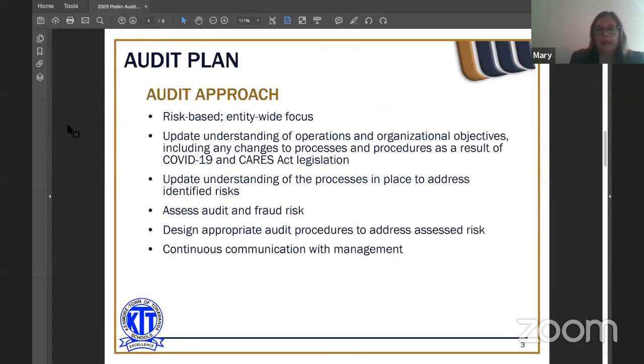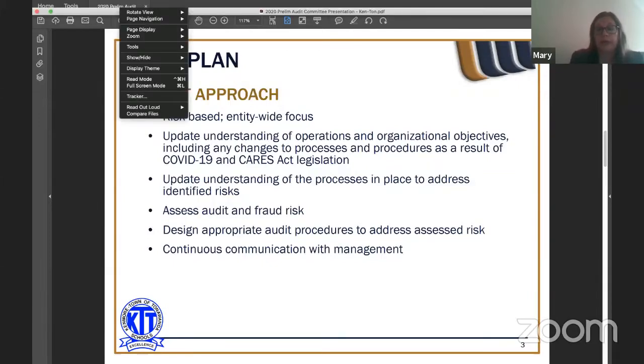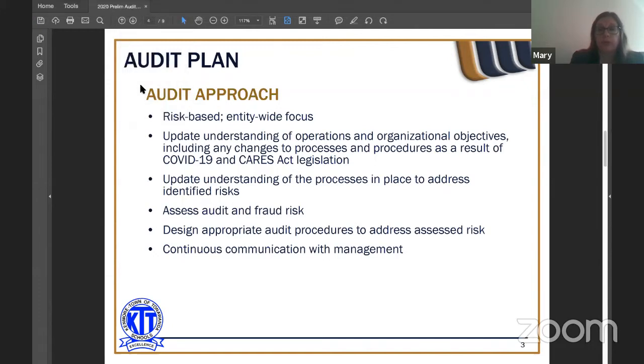The audit plan and our audit approach is similar to last year and other audits that we do. We try to take a risk-based look at the audit and an entity-wide focus. As I said earlier, we do have an opinion on the financial statements for the district as a whole. We update the understanding of operations and your objectives. That includes this year any changes relevant to COVID-19 or the CARES Act legislation.